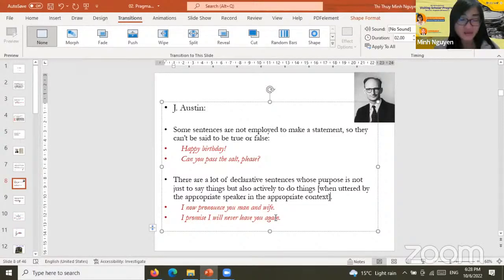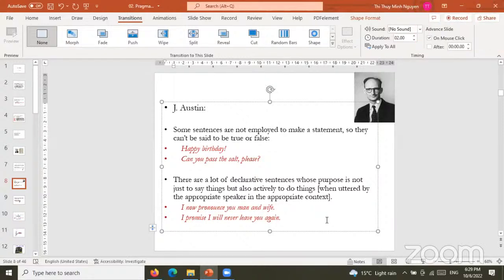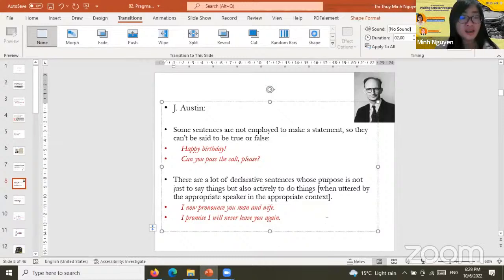Or when a boy says, I promise I will never leave you again, to a girl that he loves, this is not just a statement. This is a promise. He is performing the act of promising here, and he's bound because promising is an action, so he's bound by his words. And if he breaks the promise, he will be the one to blame. So that's what Austin has observed about the function of language, which is very important. We use language to do things, rather than just to describe things.